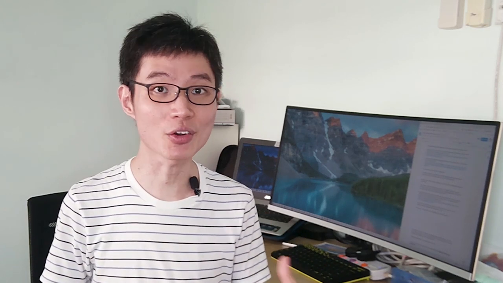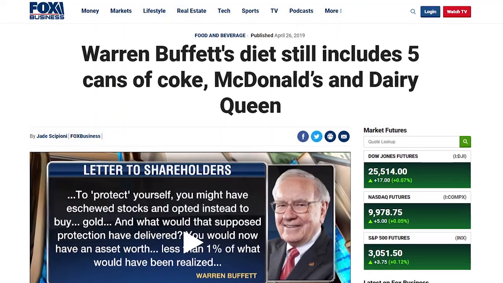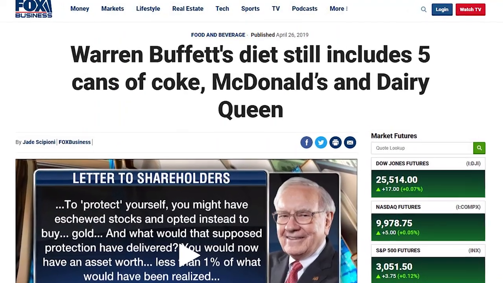Warren Buffett, everyone knows him as the god of investing. Whatever he says, you listen. Why, you ask? When a man drinks more Coke than the amount of rice you eat every day and still gets to live to almost 90 years old, you better listen to him.